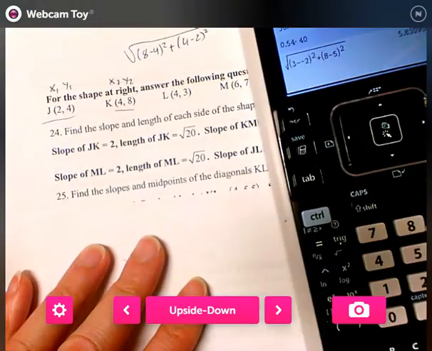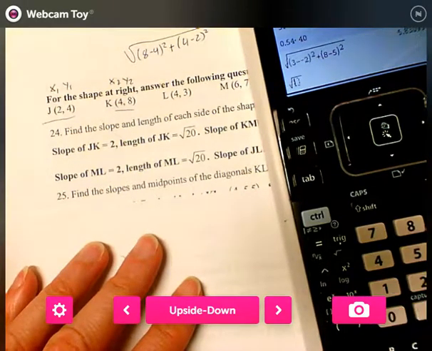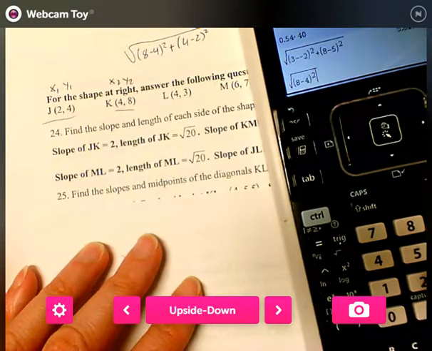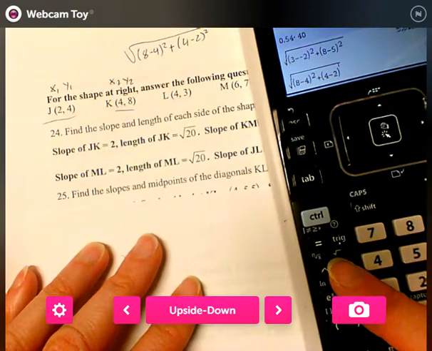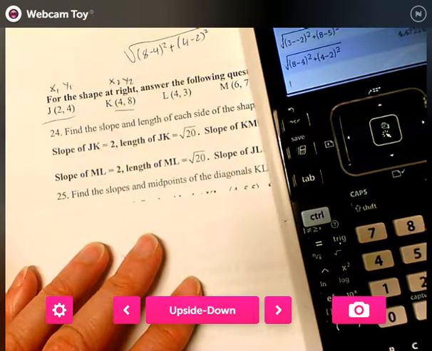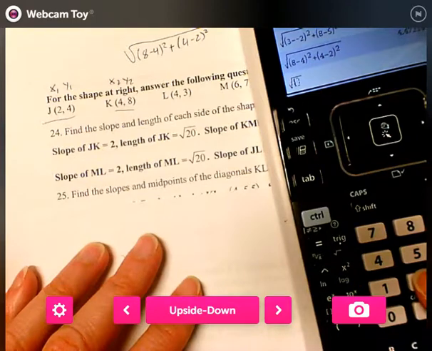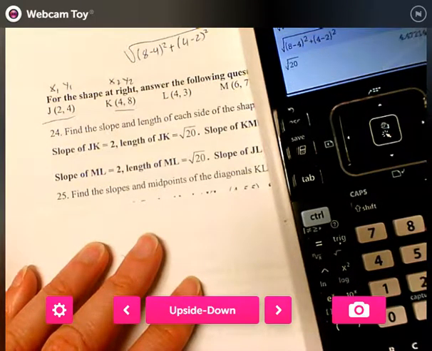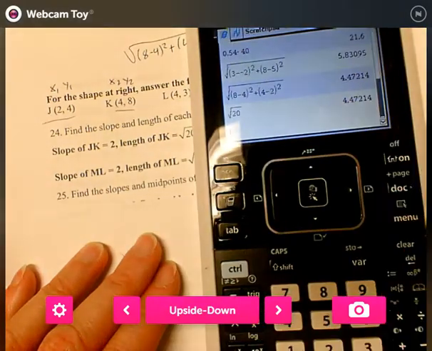So I'm going to plug into my calculator. I go the square root of 8 minus 4 squared plus 4 minus 2 squared. And I get 4.47, which is the same thing as square root of 20. Okay, one's just simplified. Okay.